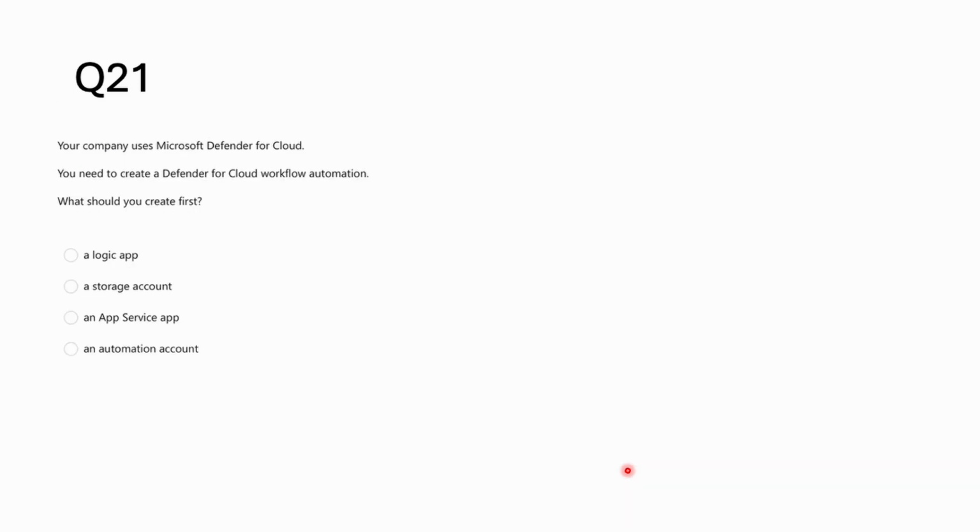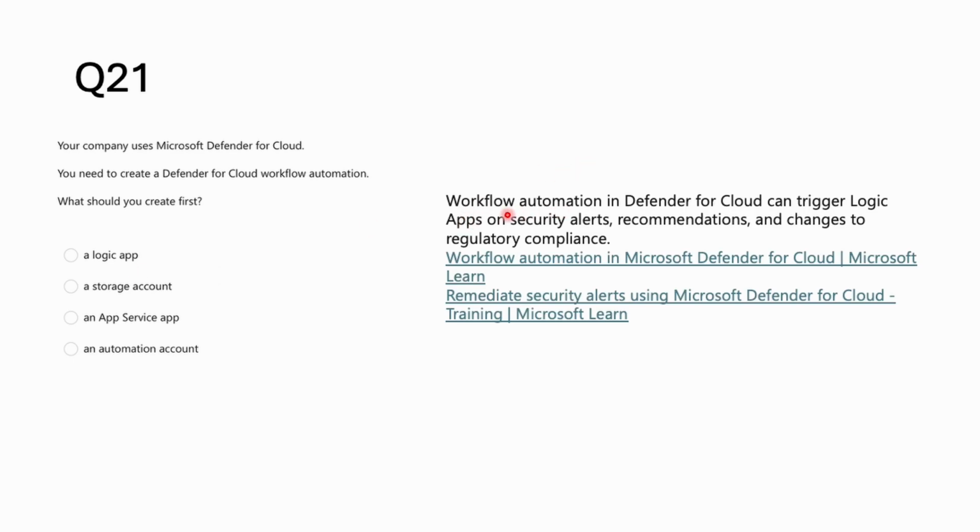So here the ask is, you need to create a Defender for Cloud workflow automation, and what should you create first? So the answer should be logic app. Let's explore. Workflow automation in Defender for Cloud can trigger a logic app on security alerts. So that is clearly mentioned in a Microsoft Learn document. So our right answer is going to be a logic app.